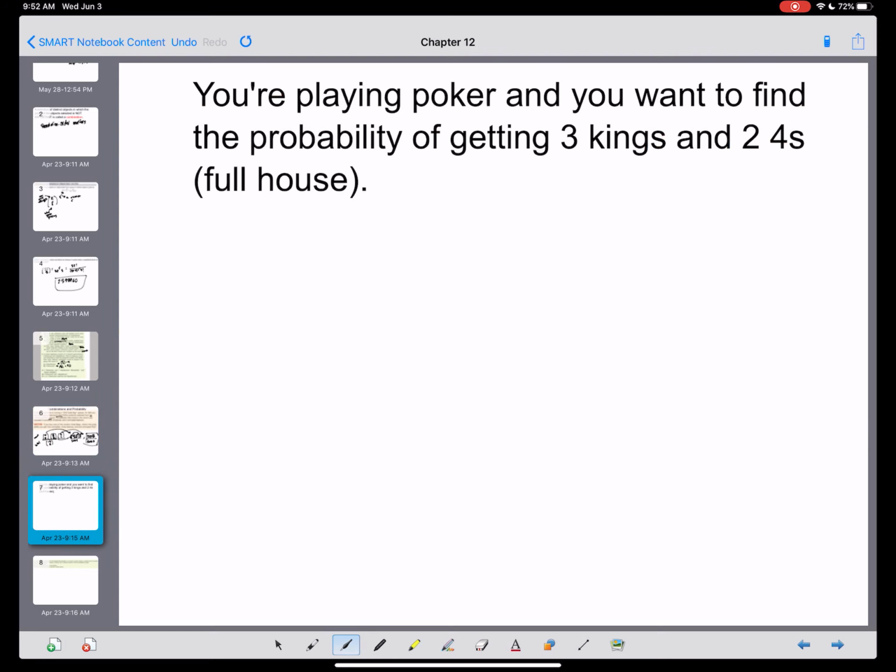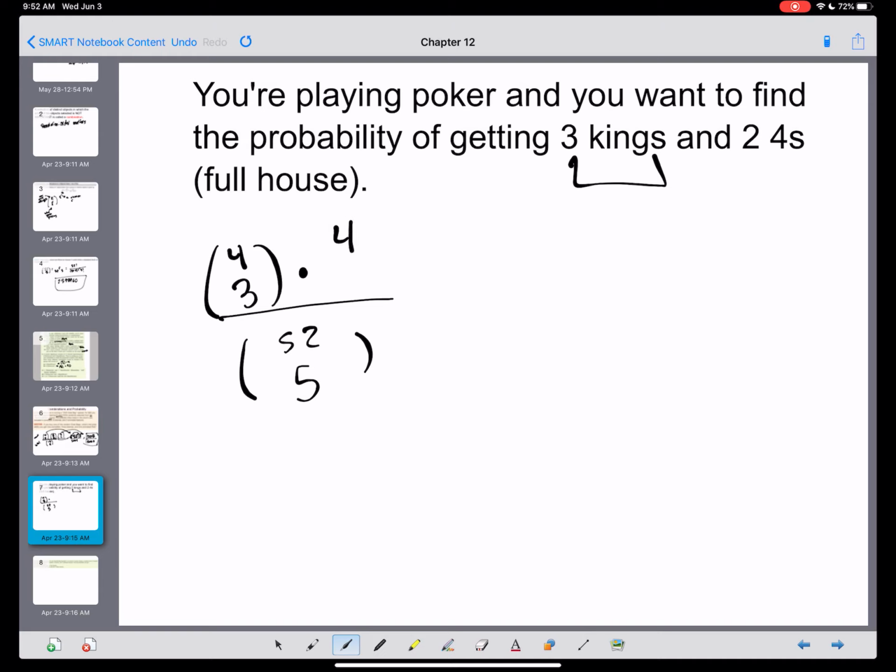Moving on, you're playing poker and you want to find the probability of getting 3 kings and 2 fours, aka a full house. Okay, so playing poker, you need 5 cards to play. So you got 52 because there's 52 cards in the deck and you're picking 5. You want 3 kings. Well, how many kings are in the deck? There's 4 of them, so 4 choose 3. Times how many 4s are in the deck? There's 4 4s in the deck, choose 2.